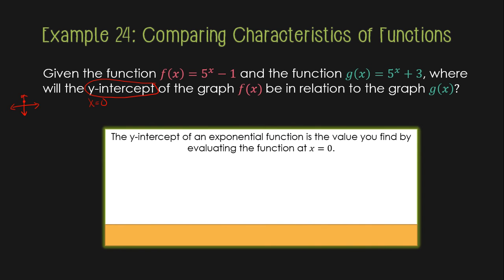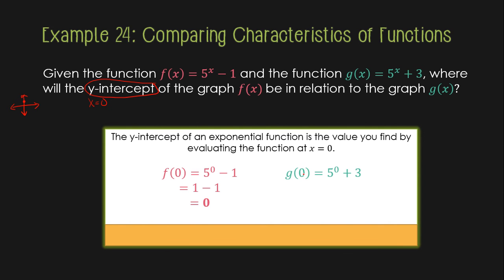Okay, so here is my function f of x, 5 to the x minus 1. If I evaluate that at f of 0, that means I'm just plugging in 0 for x. Anything raised to the 0 power is just 1. So 1 minus 1 would give me 0. Okay, so that's my y-intercept of f of x.